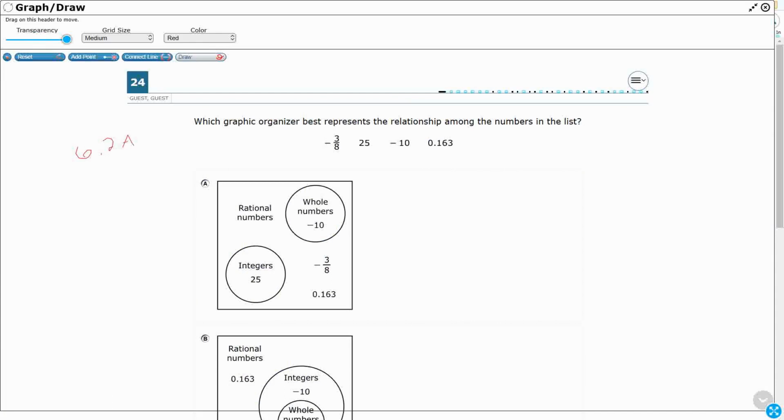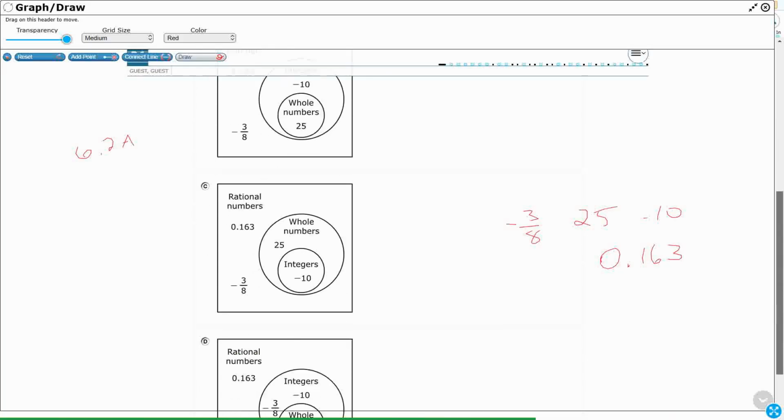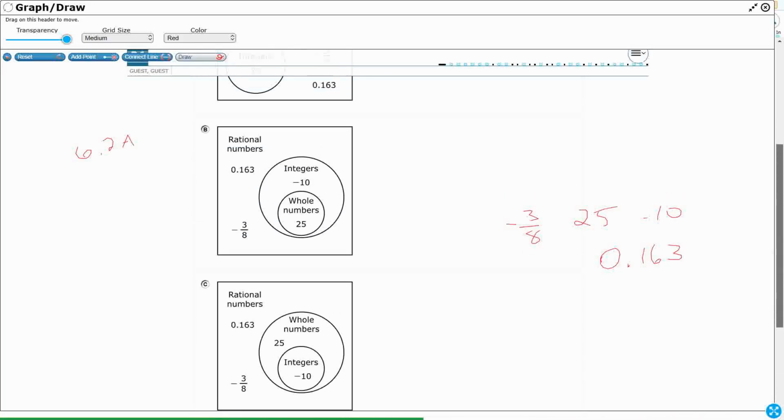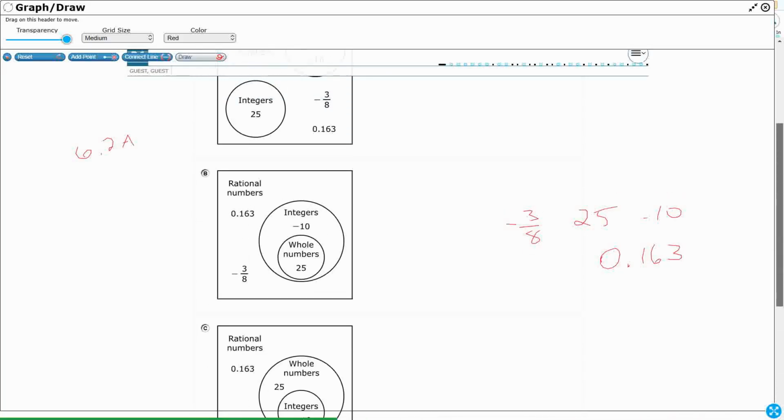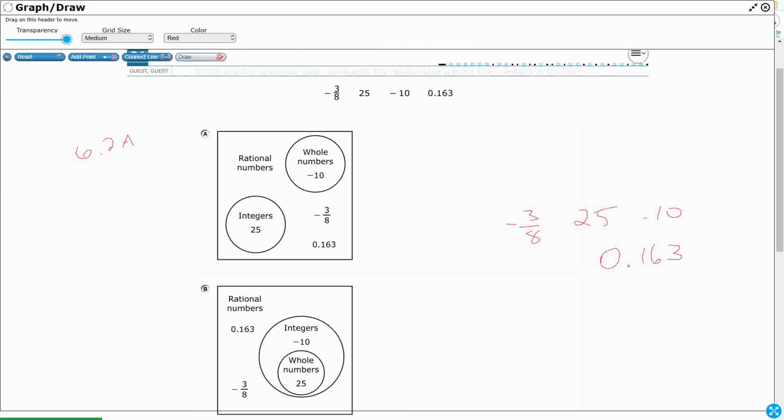6.2a. And we've just got these numbers. Let me put these down here so I can scroll up and down: -3/8, 25, -10, and 0.163. Okay, so what do I know about these numbers? Well, let's take a look. A is not going to work because I know integers and whole numbers are connected, right?